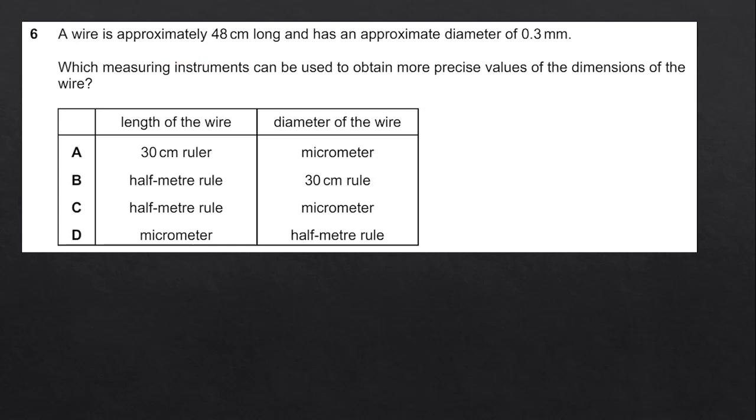A wire is approximately 48 centimeter long and has an approximate diameter of 0.3 millimeters. Which measuring instrument can be used to obtain more precise values of the dimensions of the wire? So here we have to measure the length of the wire. We can use a meter rule, and to measure the diameter we can use a micrometer screw gauge. So to measure the length of the wire, we need a half meter rule or a meter rule. To measure the diameter of a wire, we'll need a micrometer screw gauge. So the correct option is option C.